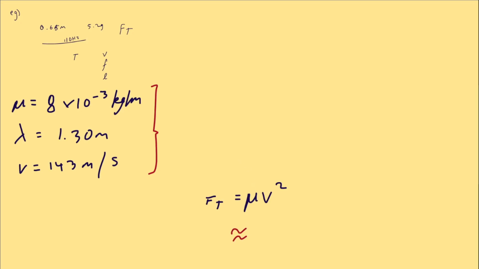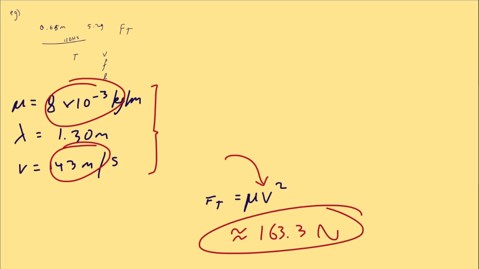Anyway, sub in our values. This, and you get the tension, roughly 163.3 newtons. That's the tension in this string.